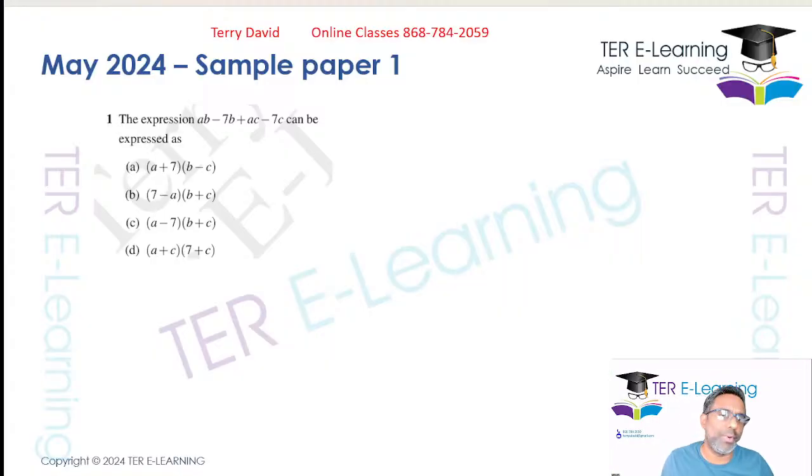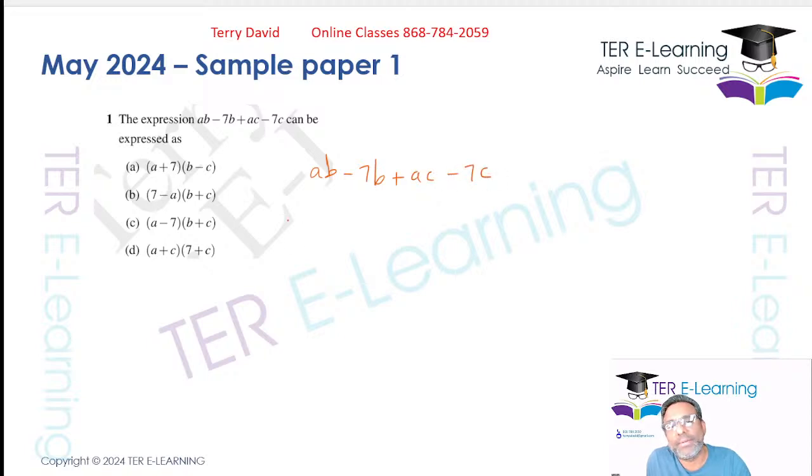All right, so our first sample question here, we have an expression: ab minus 7b plus ac minus 7c. And we want to know how we can express this. If you see a question like this in the exam, chances are it's based on factorization. And if you notice, all our answers here have brackets. So if I were you, I would try to factorize.